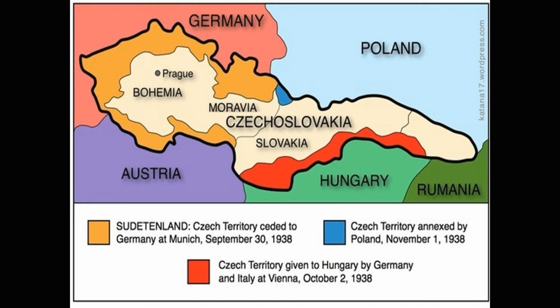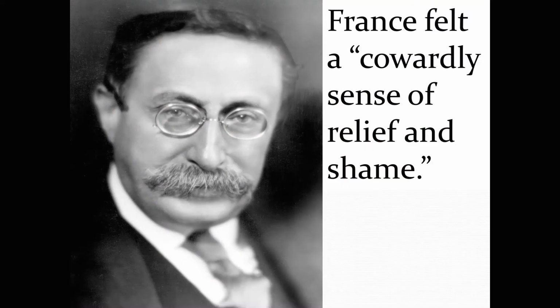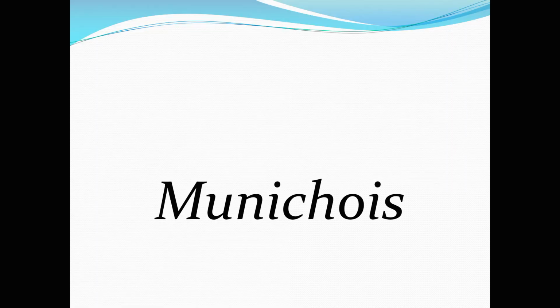So Czechoslovakia in the fall of 1938 is very much on life support. But back in France, a lot of people were kind of content with this achievement. What Leon Blum described as a cowardly sense of relief and shame. That is, yes, obviously people of France understood that this was wrong, that the Czechoslovakian state had been badly let down by its British and French allies, but people were content by the fact that it had avoided war. And this led to a phenomenon in French society, or a new coining of a word, the Munichois. That is, the people who supported the treaty at Munich.